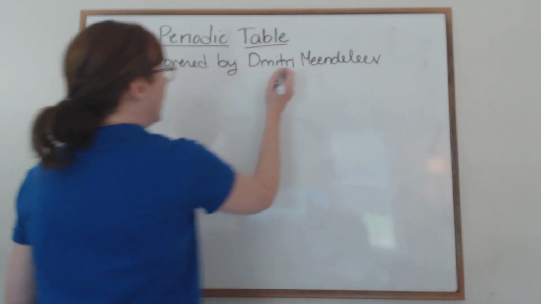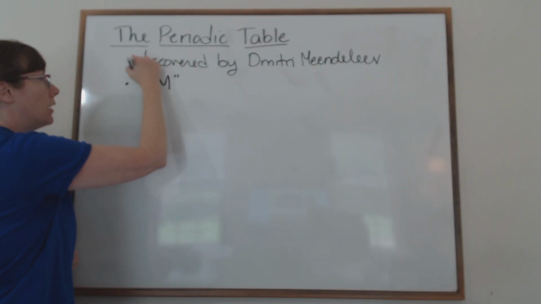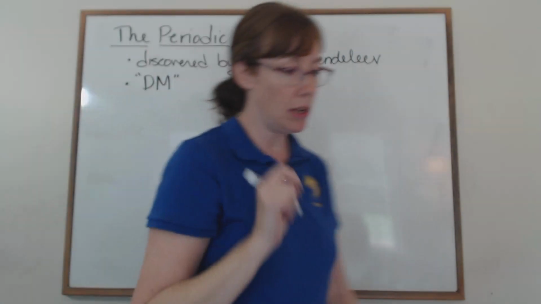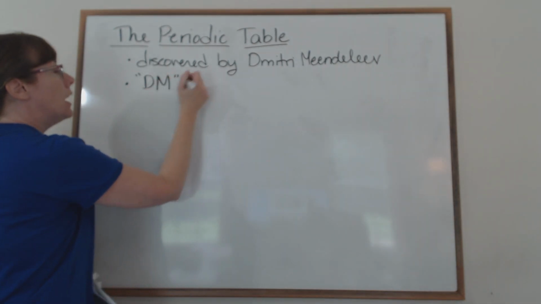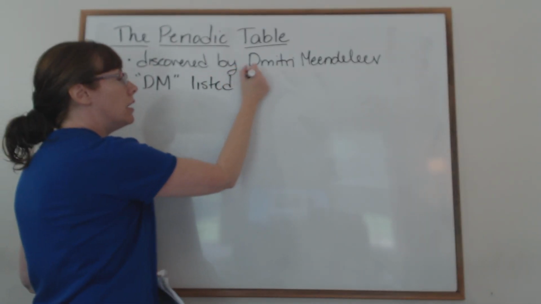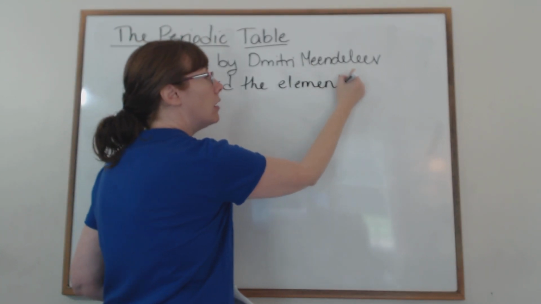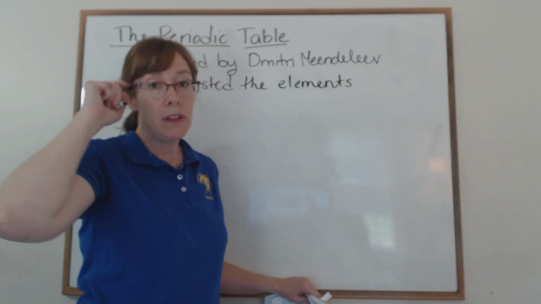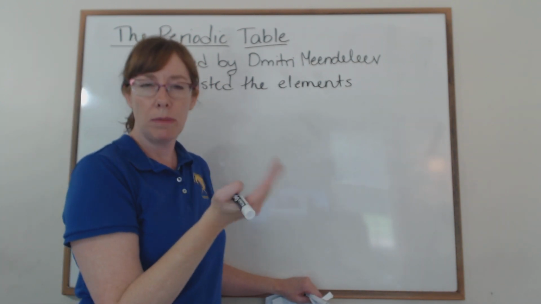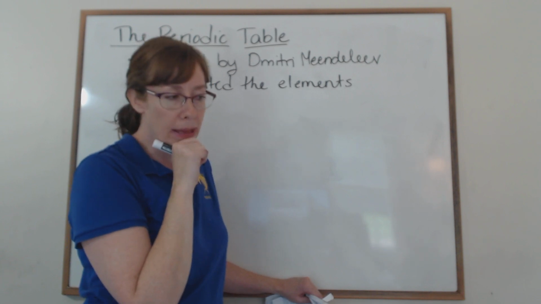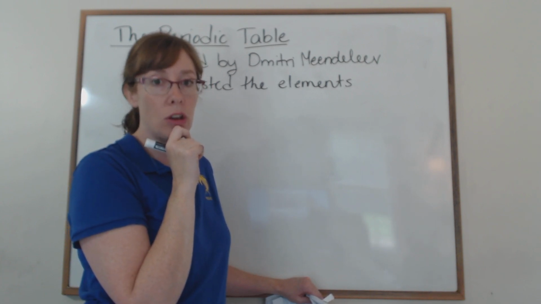Let me go ahead and tell you what Dmitri Mendeleev did. So let me just do DM, that's Dmitri Mendeleev's initials. What he did was he listed the known elements. And by the way, at the time that he figured out this whole thing about the periodic table, what we call the periodic law, it's essentially the same thing, but they knew about many of the elements. I don't know how many, but it was a good portion of them.